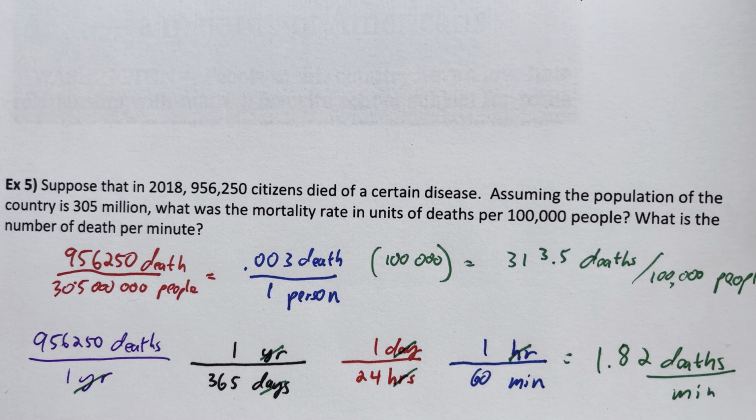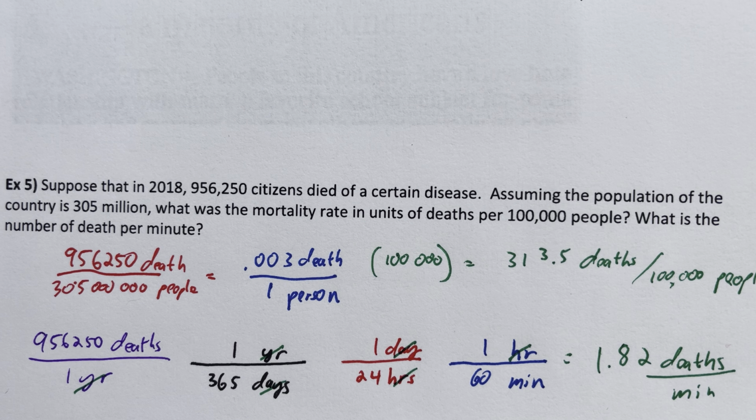Number 5, suppose in 2018, 956,250 people died of a disease. The country has 305 million people. What is the mortality rate in deaths per 100,000?